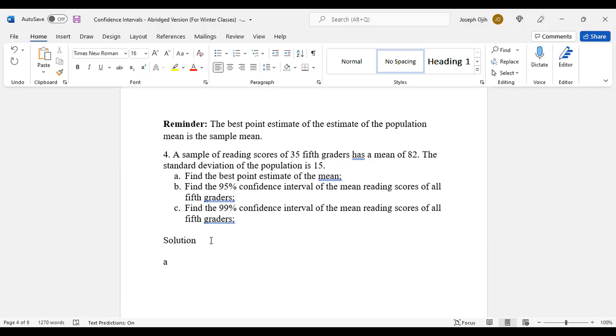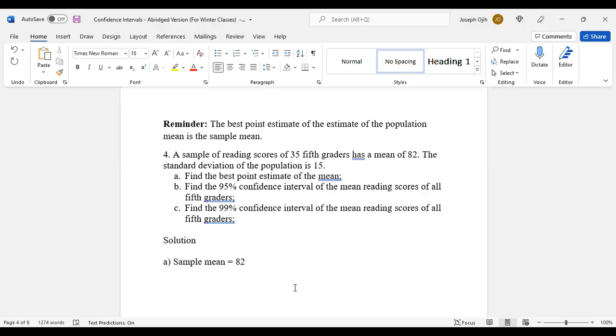Part A is the simplest question there. It says find the best point estimate of the mean. Remember that the best point estimate of the population mean is the sample mean. For this example, they told us that a sample of 35 fifth graders has a mean of 82. So our answer will be the sample mean, which is 82. That's it. You answer that part, so that's the easiest one.